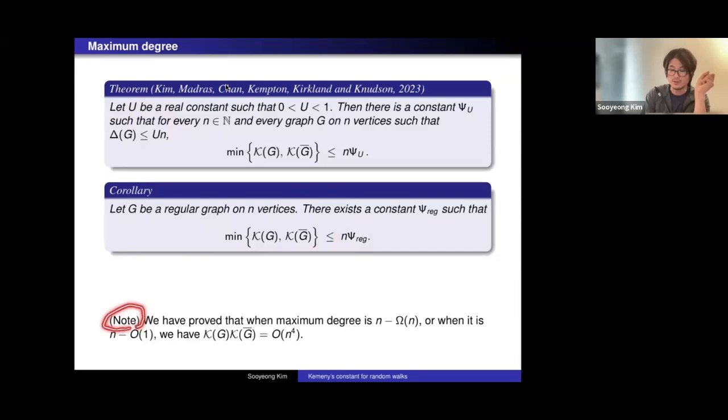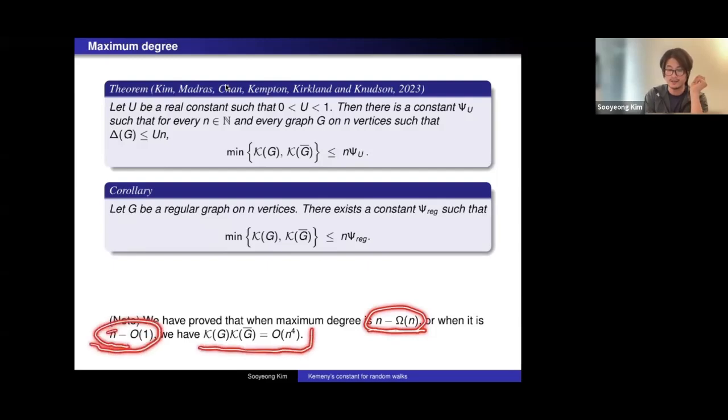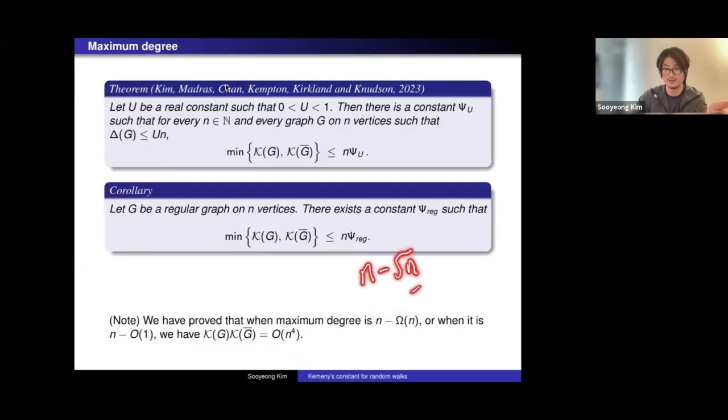Let me note about this. So far, we have proved this in terms of maximum degree. So n minus omega of n, or n minus big O of 1, then we have Kemeny's constant like this. In the Nordhaus-Gaddum theorem problem, the product of this is bounded above by this. Then what about other maximum degrees? For instance, n minus root n or something. So we don't know what's going to happen here yet.